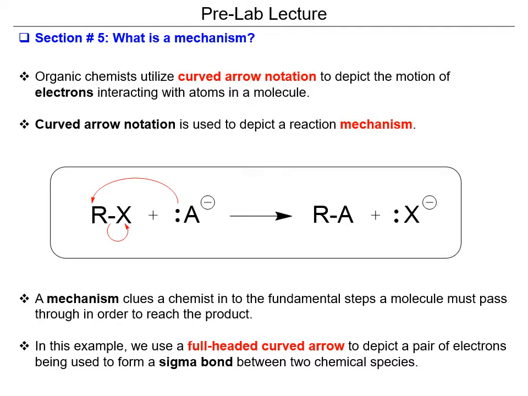When talking about reactions, organic chemists utilize curved arrow notation to depict the motion of electrons interacting with atoms in a molecule. To this end, curved arrow notation is used to depict a reaction mechanism. A mechanism clues a chemist in to the fundamental steps a molecule must pass through in order to reach the product. In this example, we use a full-headed curved arrow to depict a pair of electrons originating from the nucleophile being used to form a sigma bond between two chemical species.